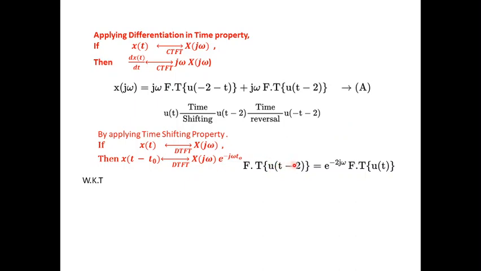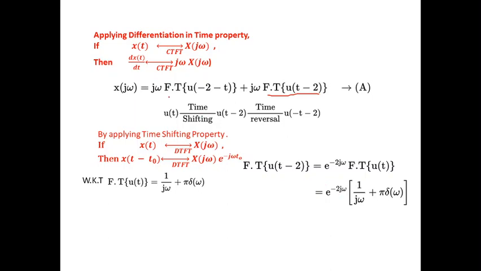If it gets shifted by 2, then what will happen to its spectrum? It is e power minus 2j omega multiplied by the Fourier transform of the original signal u of t, right? So what we know very well is the Fourier transform of u of t. We would have studied that the Fourier transform of u of t is 1 by j omega plus pi into delta of omega. So when you substitute, you will be getting the Fourier transform of u of t minus 2. So this is over, right? This is the answer.